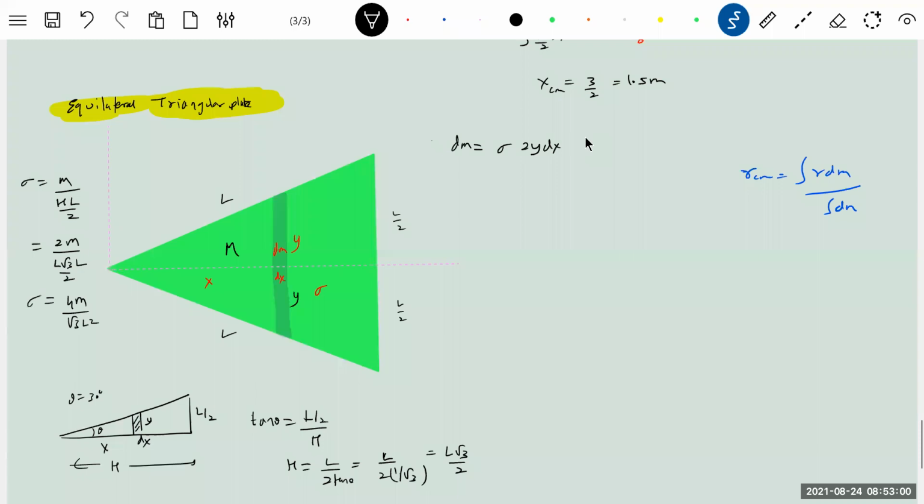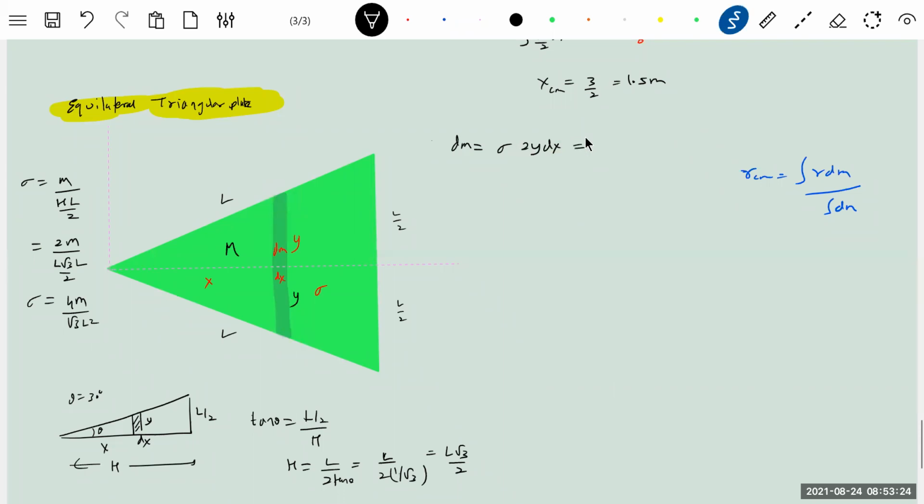Are you sure it's a rectangle? dx is so small that we can treat it as a rectangular strip. It is a trapezoidal strip, I know, but dx is so small that we can neglect this part. So we can make it a rectangle. So it will be 2y into dx.